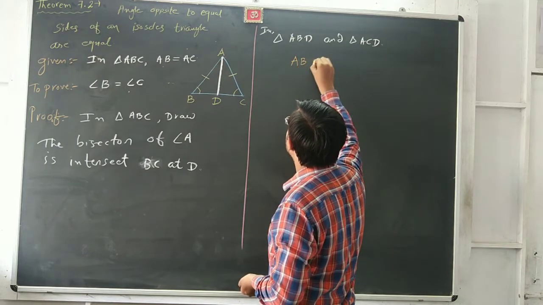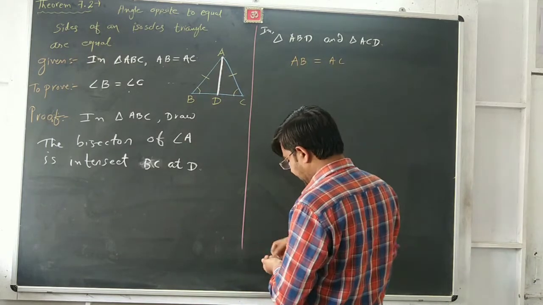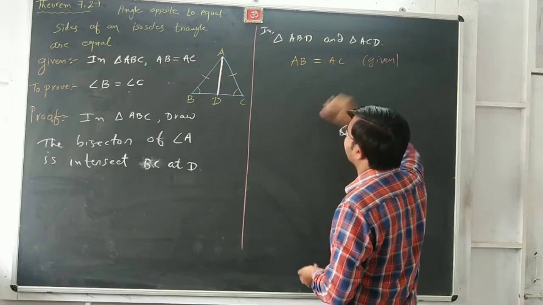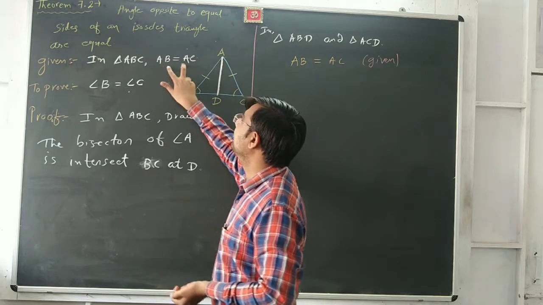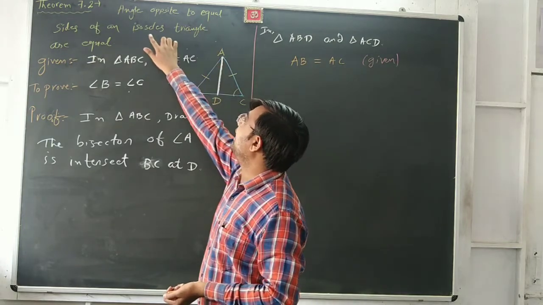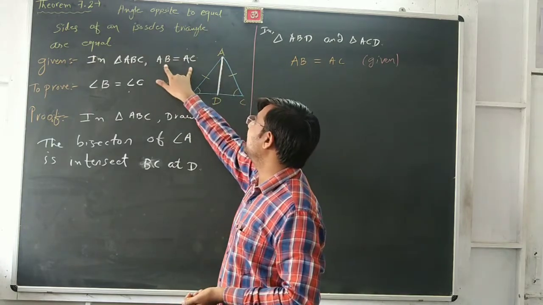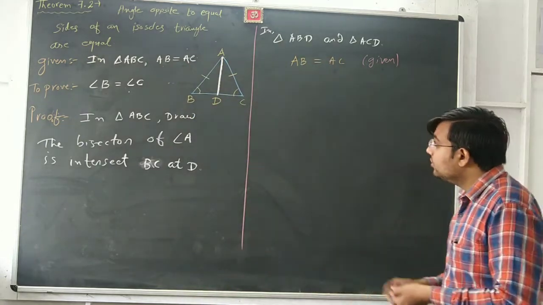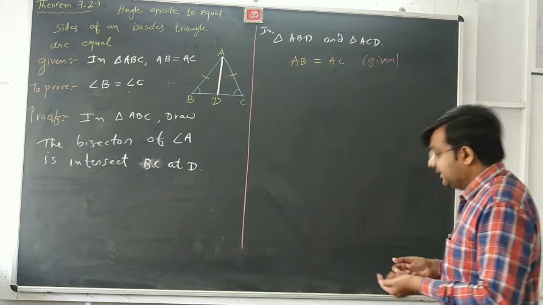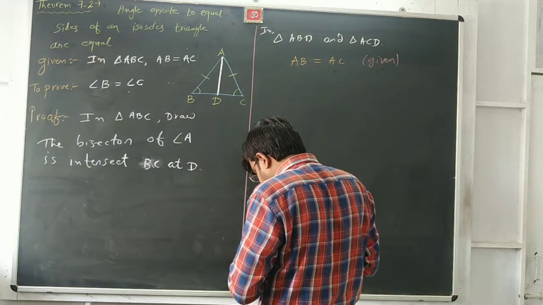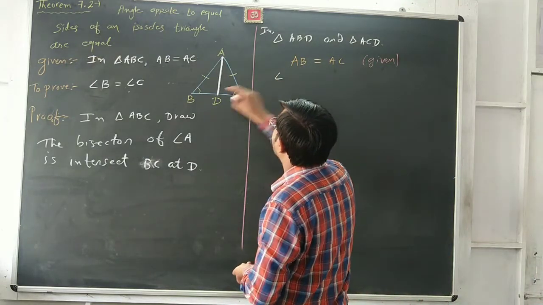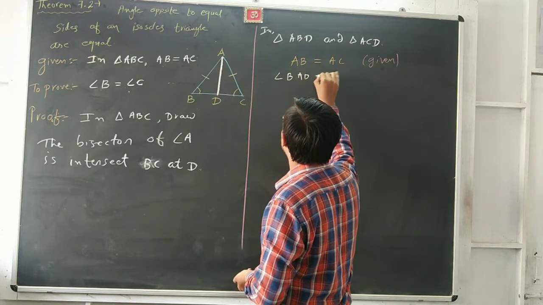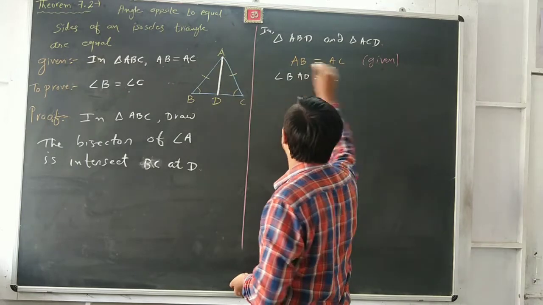I can write AB is equal to AC. It is given in the question. Because it is an isosceles triangle, two sides are equal. Then AB is equal to AC. It is given. Now I can write angle BAD is equal to angle CAD.